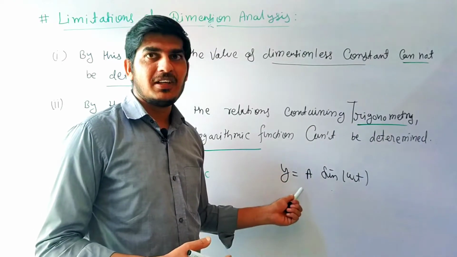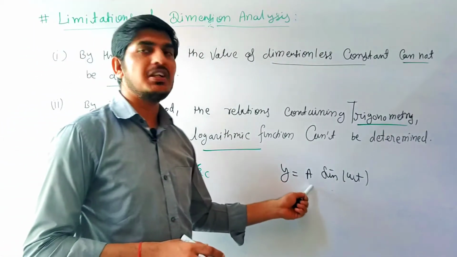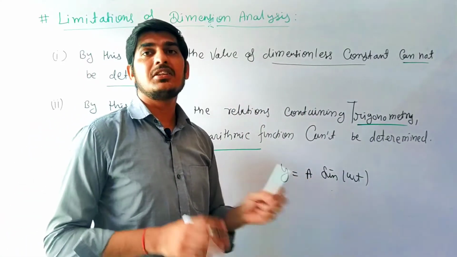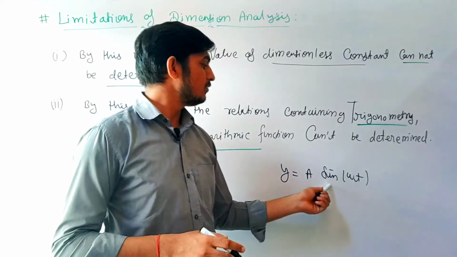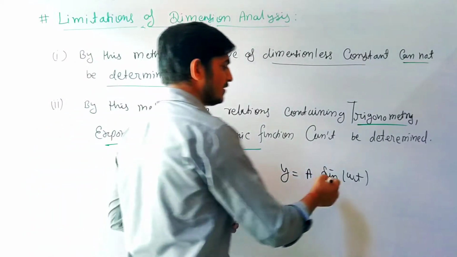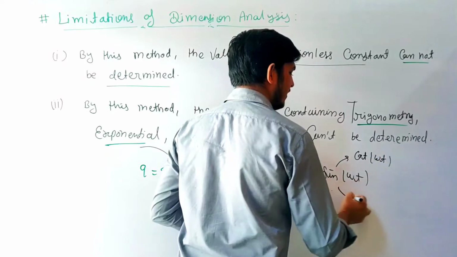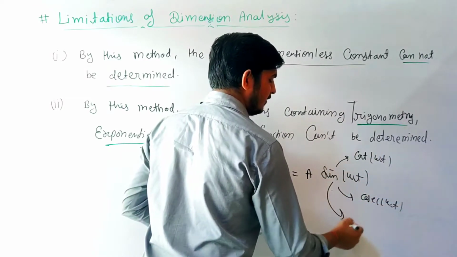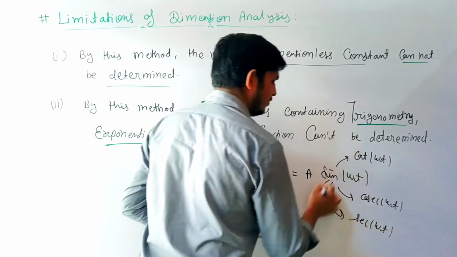We can check whether it is dimensionally correct or not, but we can't derive it from dimensional analysis, because sine is a trigonometric, dimensionless quantity. So we can't say that it should be sine omega t, tan omega t, or cot omega t, or cosec omega t, because there are a lot of trigonometric functions. So we can't say which one is correct here. Got the point? You can't say.